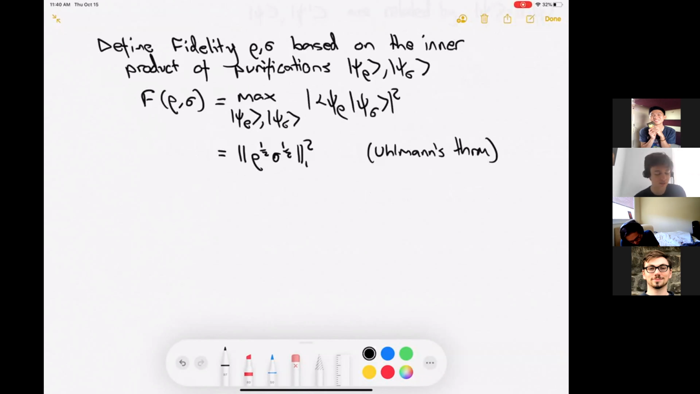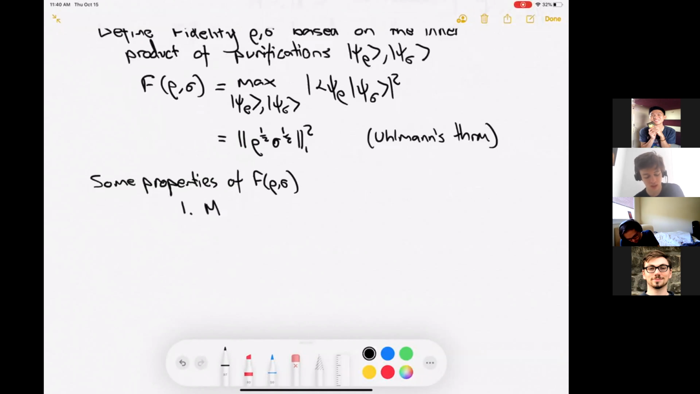So some properties of the fidelity, which I think I might put on homework sets, so I'm not going to prove them again. The first one, which is quite nice, that the trace distance doesn't actually have, is what's called multiplicativity.